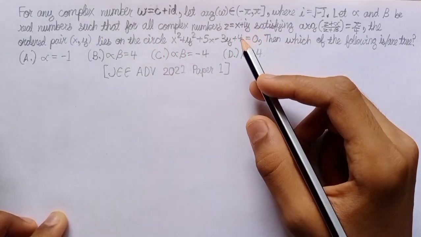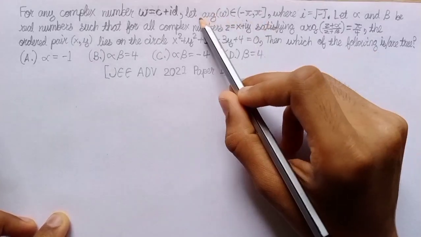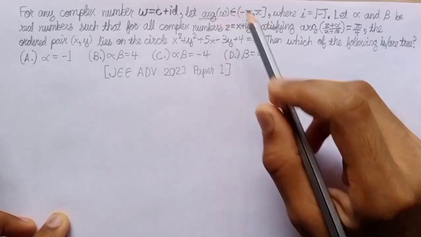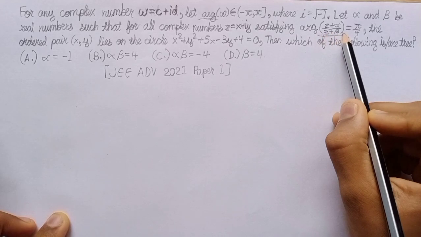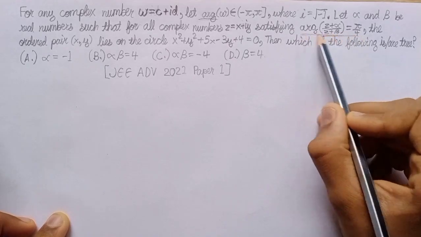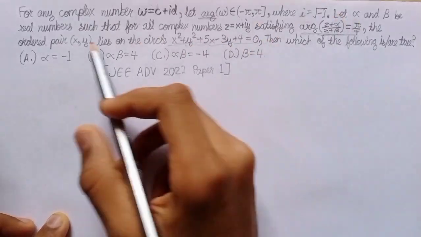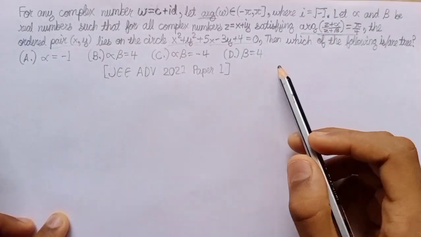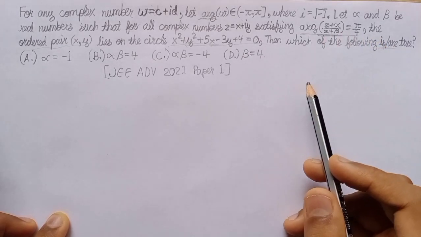So let's start by underlining the important words. So we have arg over here, then we have an equation over here, and another equation here. There's an ordered pair, and which of these are true, which is because it's multi-correct.